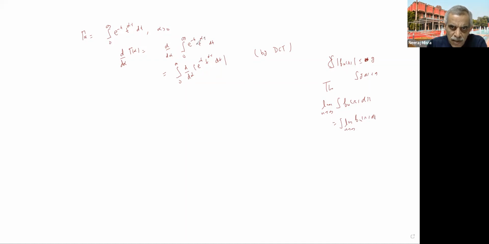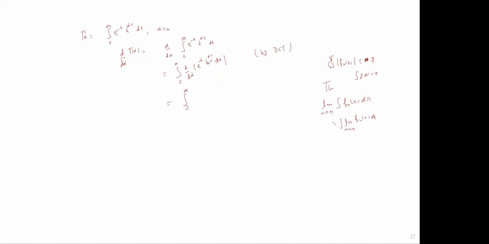I have to take a limit with respect to alpha. So I bound it by something which does not depend on alpha. Because it is a polynomial, I can bound it by something bigger, so that it is bounded by that quantity. And then that quantity is integrable. So I can take the derivative inside. Is that clear?